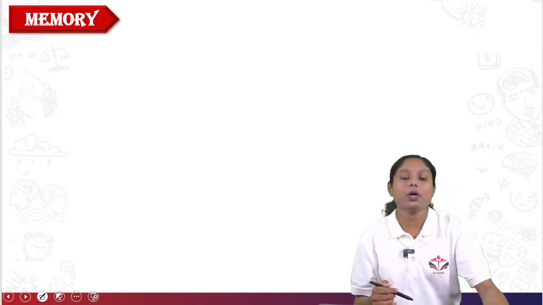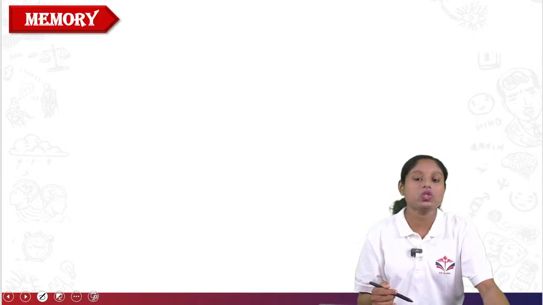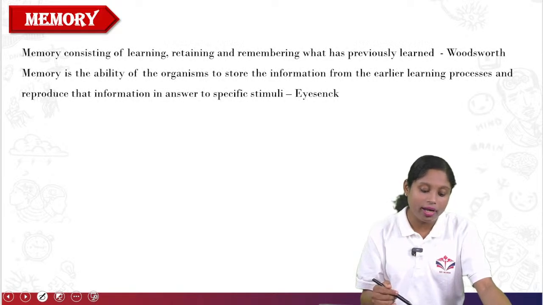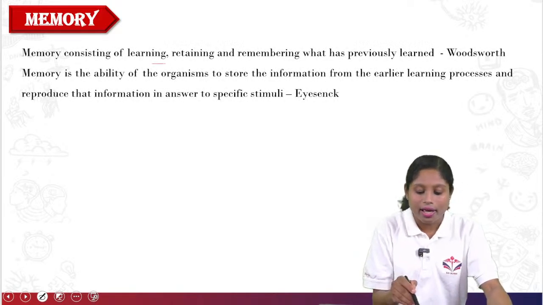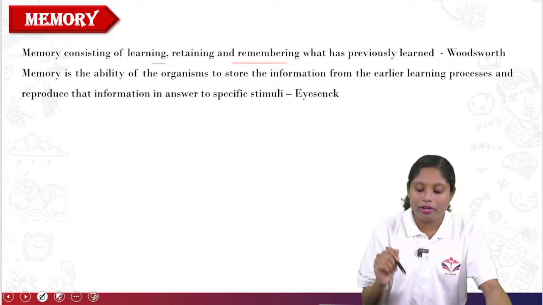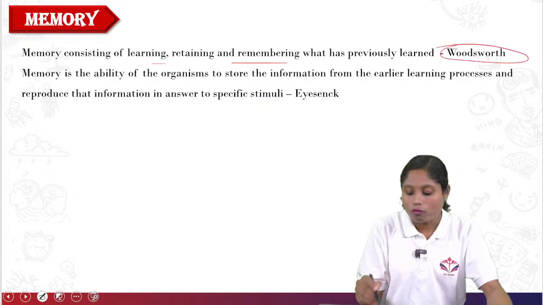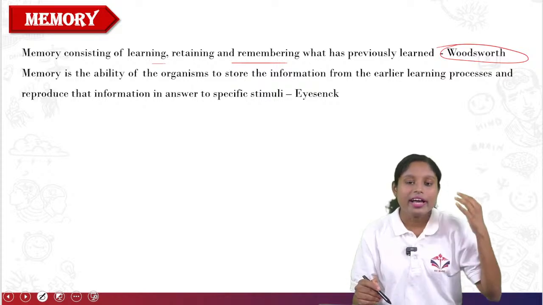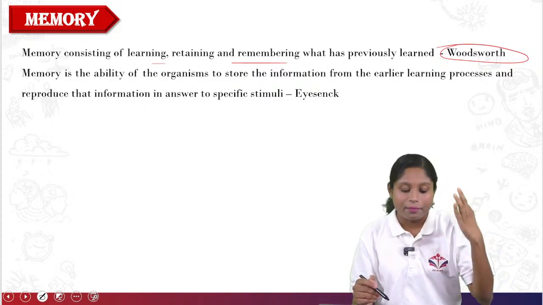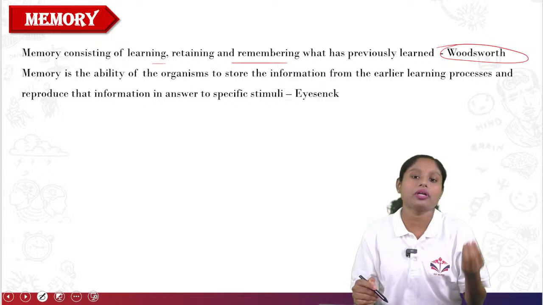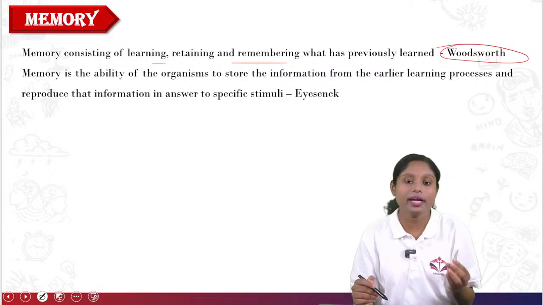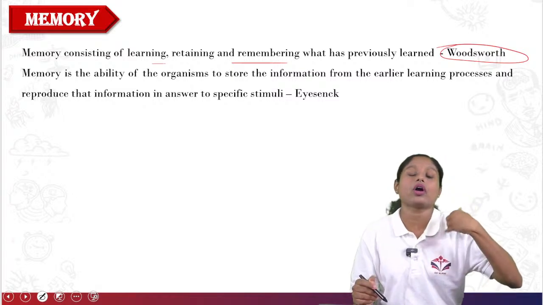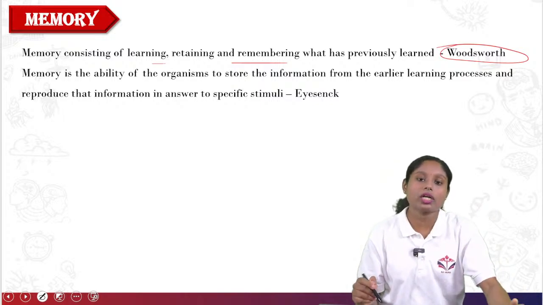Next, we will discuss another important topic in this chapter, which is memory. So what is memory? Memory consists of learning, retaining and remembering what was previously learned. According to Wordsworth, a person's memory capacity means what he studied, learned, retained and can remember about a particular incident. So that is what is called memory.